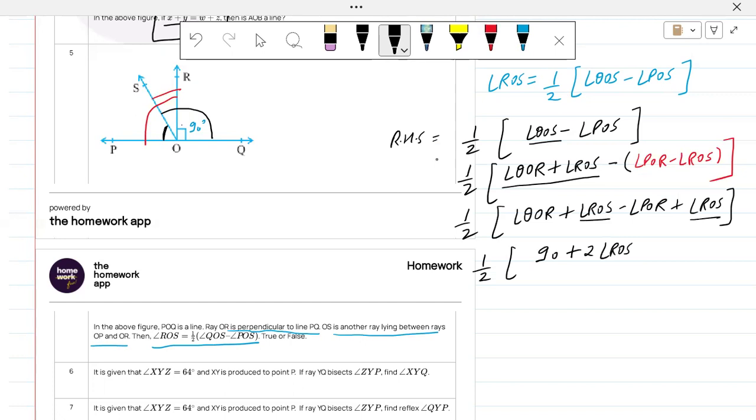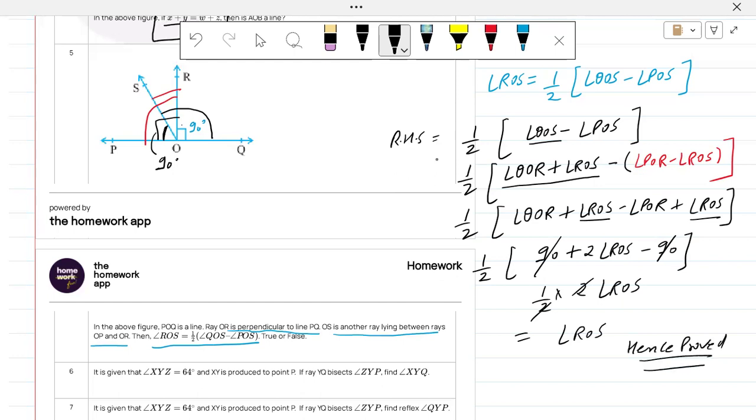And what is the value of angle POR? This angle POR is also 90 degrees. So write the value of angle POR here, minus 90 degrees. This 90 will be cancelled out with this 90 degrees. So it will become half multiplied by twice angle ROS. Twice will be cancelled out with this twice. What is left here? Angle ROS. And this is what you had to prove. Hence proved.